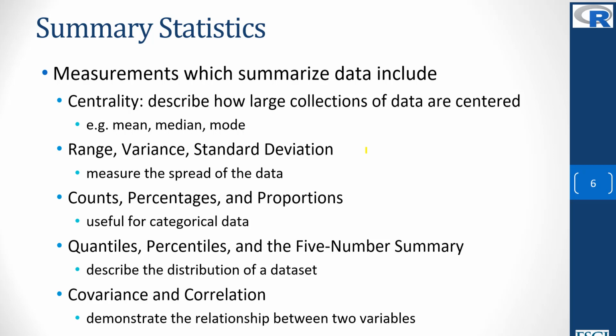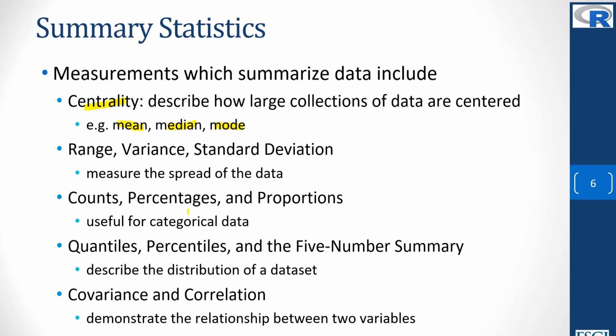So we start off with some summary statistics. This is doing just what it says. It's summarizing our data. There's various categories of summary statistics we look for. We have centrality, how the data is centered around a particular value, typically the mean, and then we have other measurements, the median, which is the middle value, versus the mean, which is the average. We have the mode, which is the data point that occurs most frequently in a collection. And we also have range, variance, and standard deviation, looking at how the data is spread out.